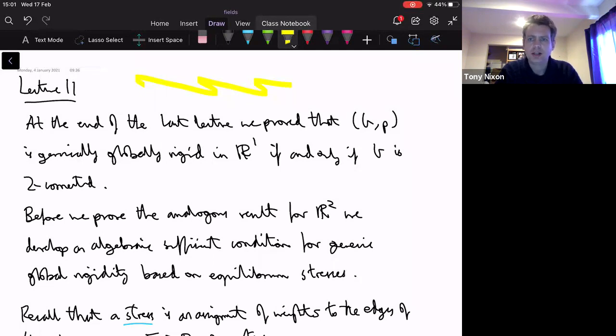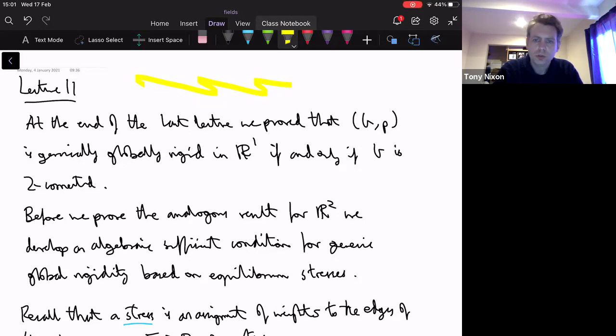And then at the end of the lecture, we talked about dimension 1, where the D+1 connectivity condition, 2 connectivity, on its own was enough to characterize generic global rigidity. So the main aim of the next 3 or 4 lectures is to characterize generic global rigidity in 2 dimensions. So to do that, I want to use a really big technique in rigidity theory called stress matrices.